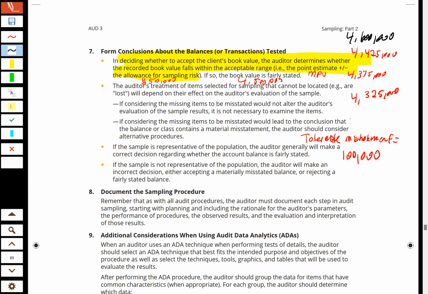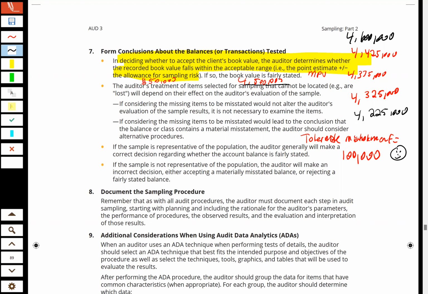and as low as what? Somebody help me out. 100,000. Well, I don't think I need help. 4,225,000. And the recorded balance is 4,500,000. So is this a happy auditor or a sad auditor? Happy. The auditor is happy because I'm willing to go as high as 4.6, and they're at 4.5, so I don't think there's a tolerable misstatement.